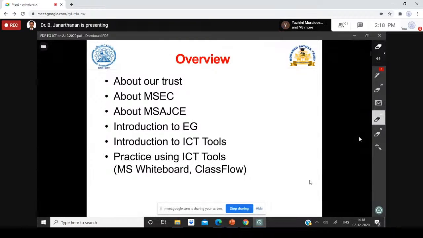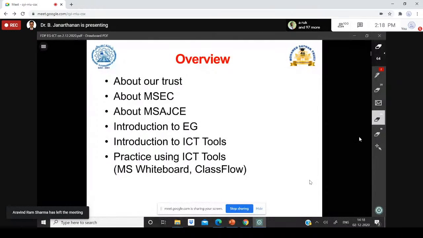I'm not going to talk more about this, but I'll show how to use these tools by using MS Whiteboard and ClassFlow, and also by using the Google Jamboard. Why I prefer to use ClassFlow, I'll explain at the end.